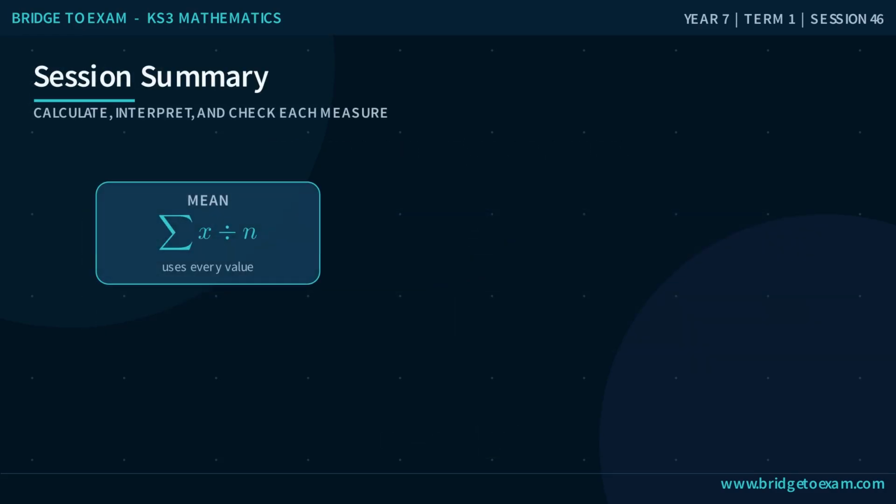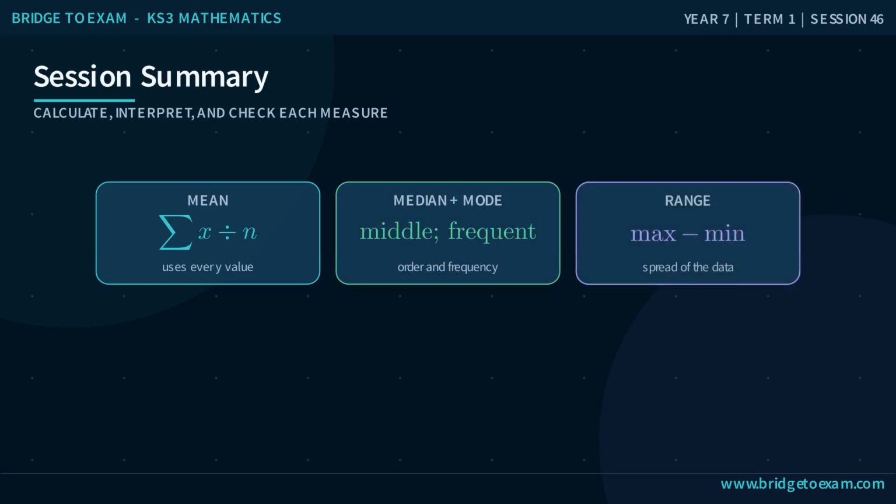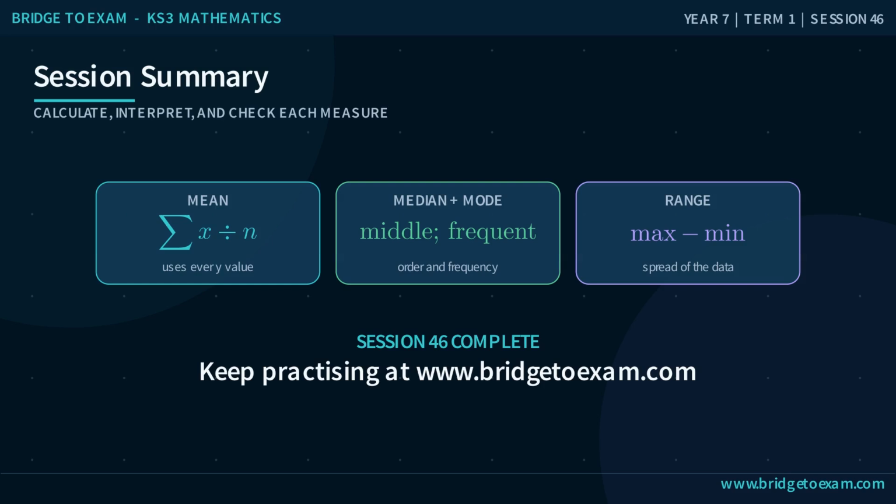Mean uses every value. Add, then divide by the count. Median needs ordered data, and mode identifies the most frequent value. Range equals maximum minus minimum and measures spread, not center. Choose the measure that answers the question and check your calculation against the data.